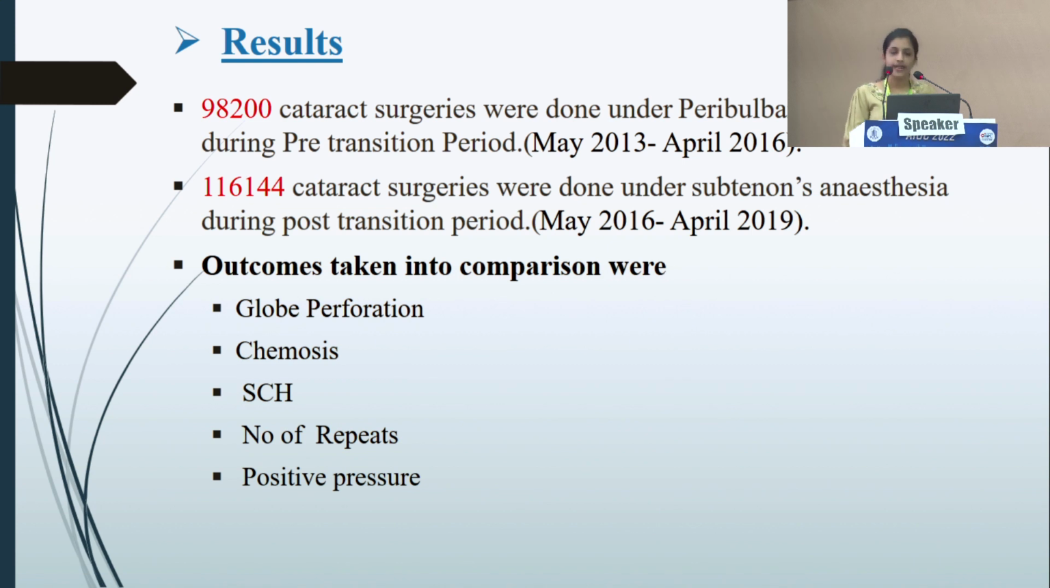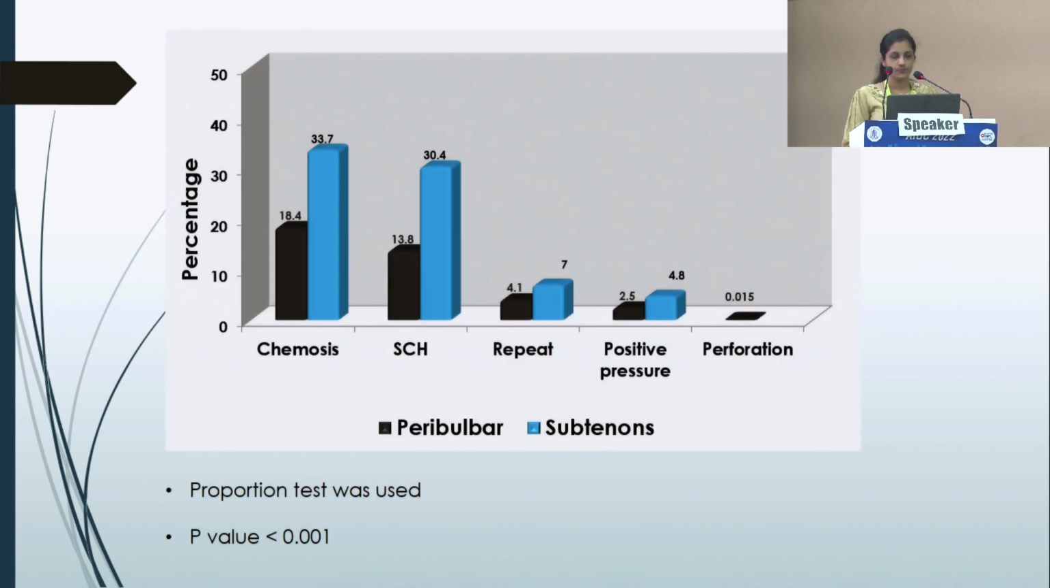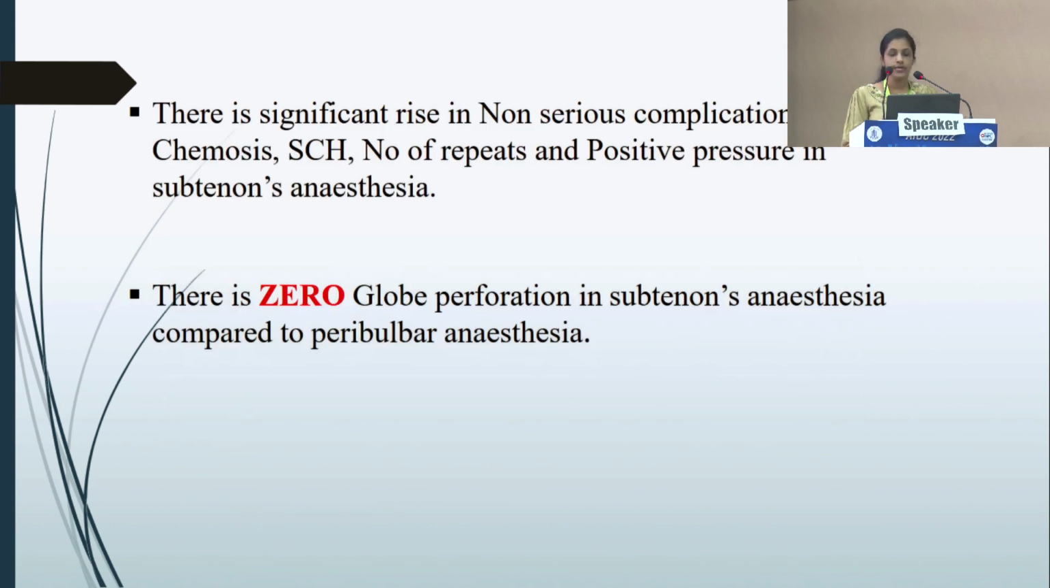Coming to the results, 98,200 surgeries were done under peribulbar anesthesia during the pre-transition period, and 116,144 cataract surgeries were done under sub-tenon anesthesia during the post-transition period. The outcomes taken into comparison were globe perforation, chemosis, subconjunctival hemorrhage, number of repeat blocks, and positive pressure. We used the proportion test to analyze the results, and it was found that perforation rate was almost 0 in case of sub-tenon anesthesia compared to peribulbar anesthesia. But there is significant rise of non-serious complications like chemosis, subconjunctival hemorrhage, number of repeats, and positive pressure in case of sub-tenon anesthesia.